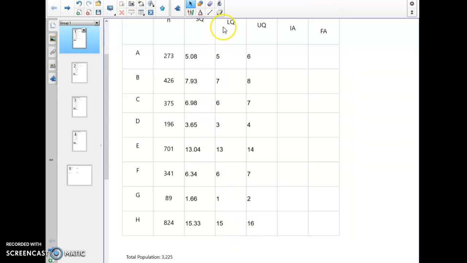And now we want to add our lower quota up. So 5 and 7 is 12, and 6 is 18, 3 is 21, and 13 is 34, 34 and 6 is 40, 40 and 1 is 41, and 41 and 15 is 56. And a great way to check your work, add your upper quota up. 6 and 8 is 14, and 7 is 21, and 4 is 25, and 14 is 39, 39 and 7 is 46, 46 and 2 is 48, and 48 and 16 is 64. And there should be a difference of 8 since there's 8 candidates right here. So there's a good chance that I am right.